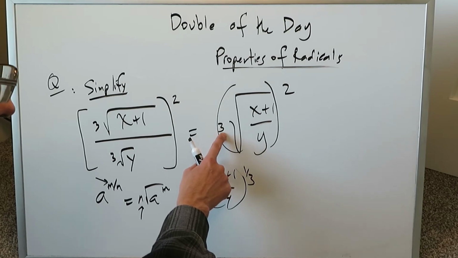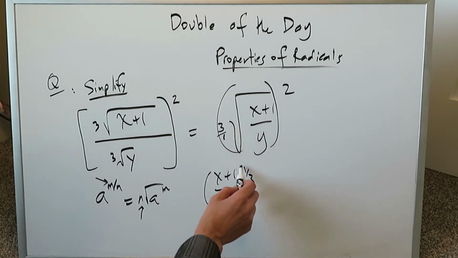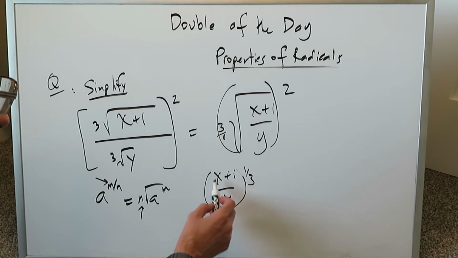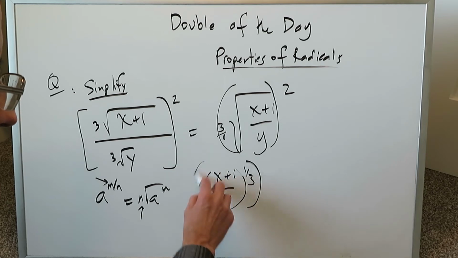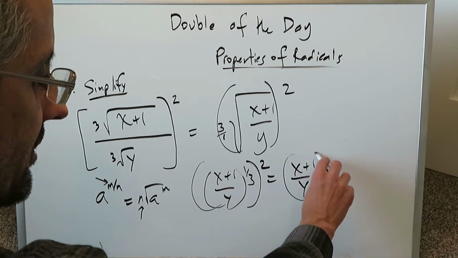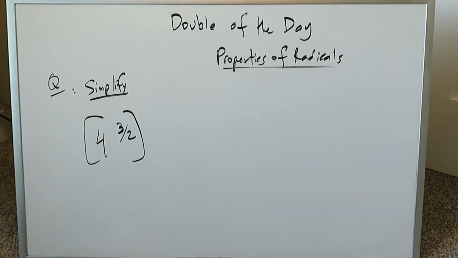This right here, 3, is really 3 over 1. You can bring that out as 1 over 3: x plus 1 to the power of 1 over 3, the cube root. And then we have this 2 sitting outside. Your answer is x plus 1 over y to the power of 2 over 3, and this question has been completed.